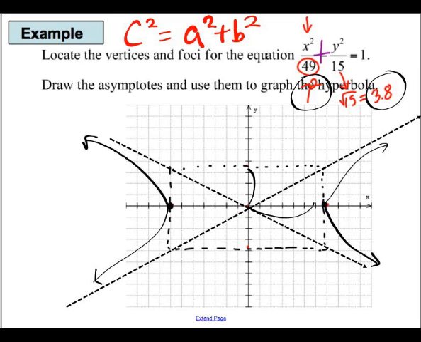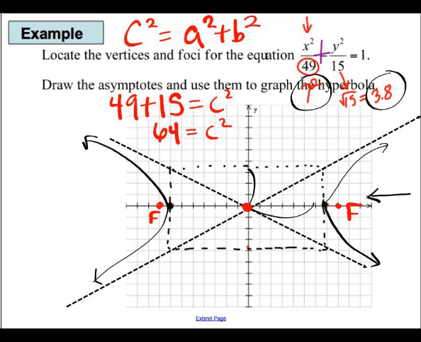So in our case we're going to do 49 plus 15 equals C squared, and we get 64 equals C squared. Well, that means C is 8. So again, from the center, I'm going to go out 8 to find my focus points. Out 8 in both directions. Again, it's going to be on the more important axis, the major axis, so to speak, because it's going to be inside the hyperbola. So notice the focus points are inside the hyperbola. And that's the whole point. We'll talk about how they're important for applications, and you'll see why that's really important.